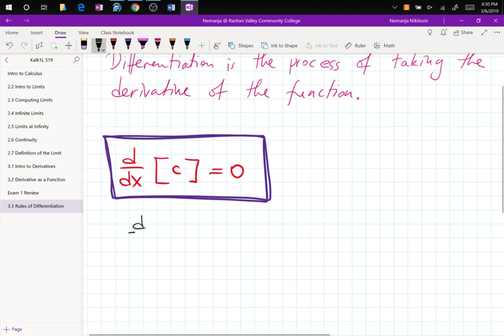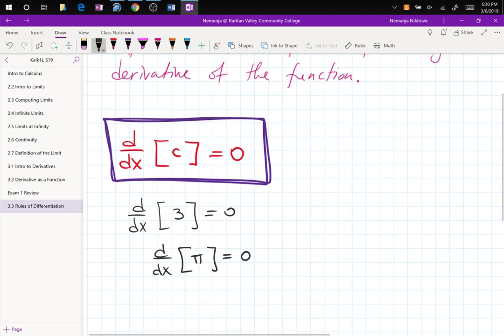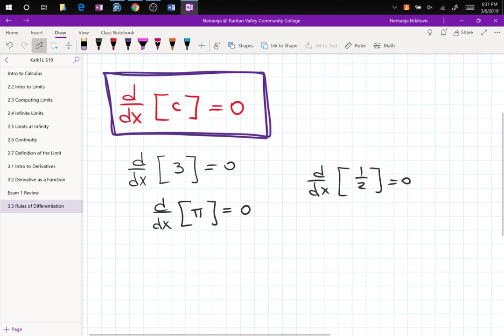So the examples, what's the derivative of number 3? 0. What is the derivative of pi? 0. What is the derivative of 1/2? 0. So we are memorizing the formula that derivative of constant is 0. Then we are moving on.